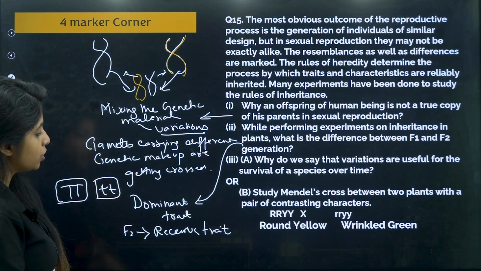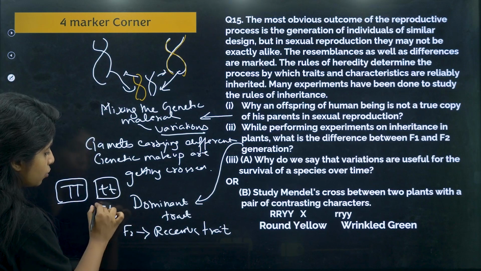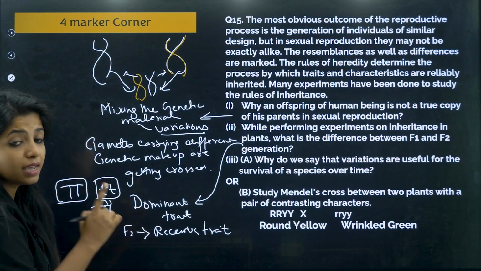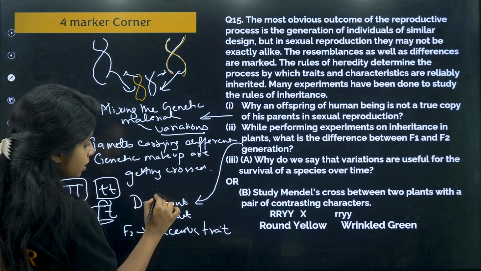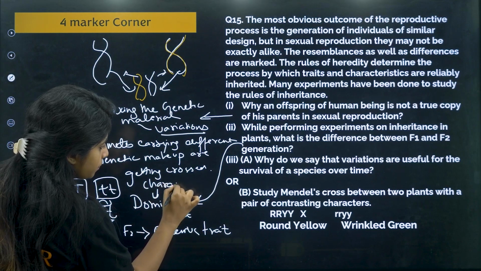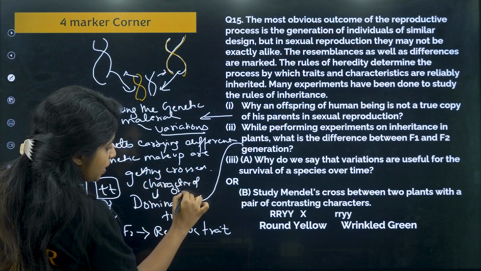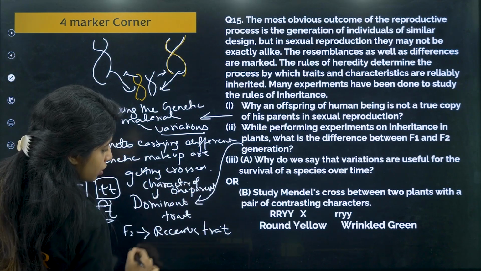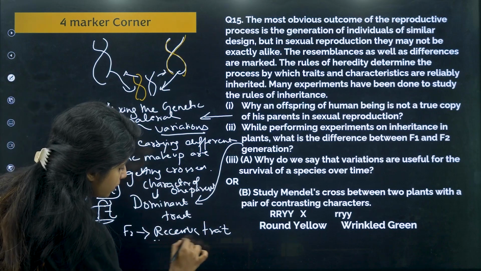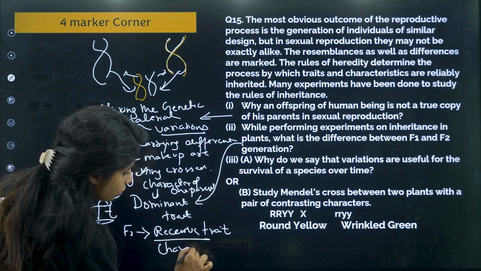So in the F1 progeny, you will see that all of them are capital T small t. So all of them basically are dominant. So you see just the feature, just the character of one parent. The character of one parent is visible over here in F1 generation. Whereas in F2 generation, you will see the characters of both the parents.